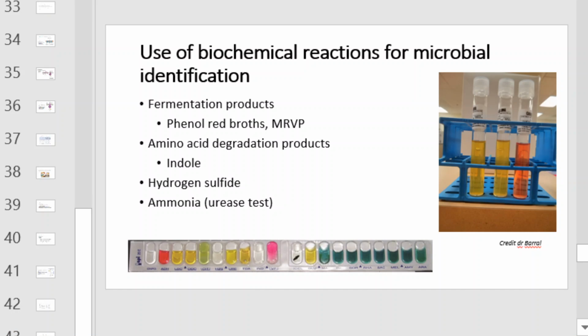The use of biochemical reactions can also be utilized for microbial identification. Fermentation, amino acid degradation, hydrogen sulfide, and ammonia production are all key determinants for identifying different types of microbes.